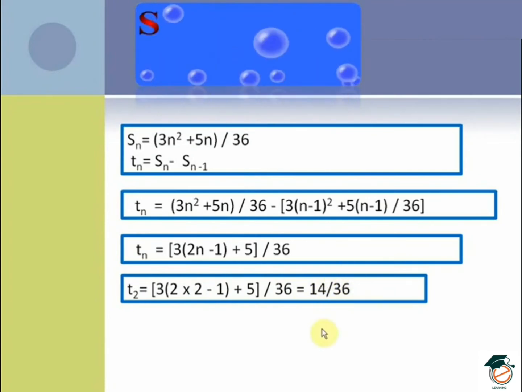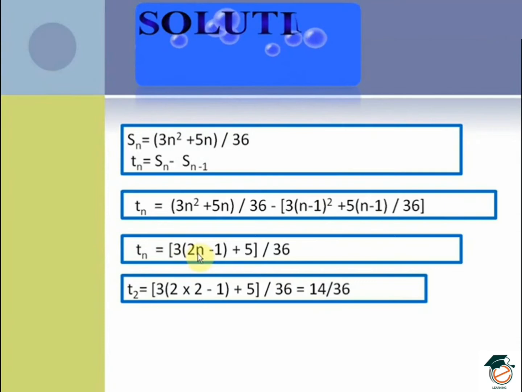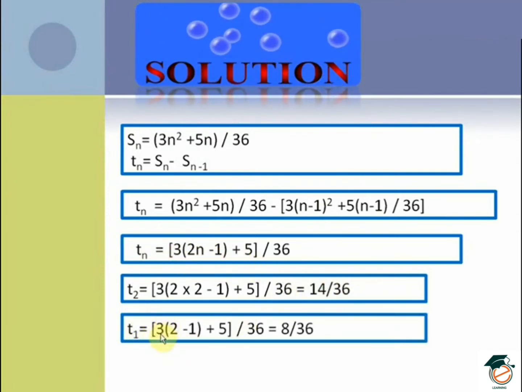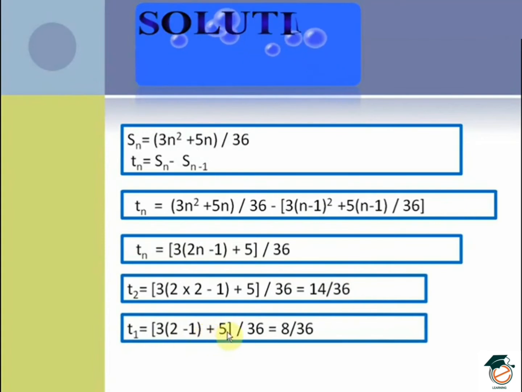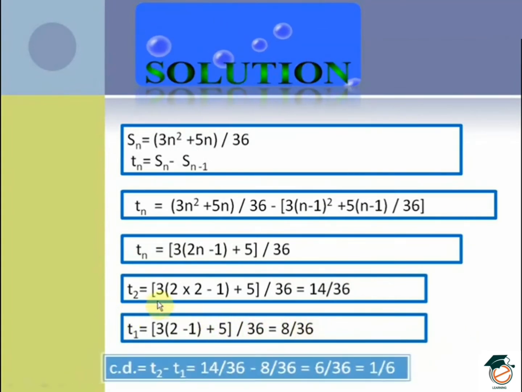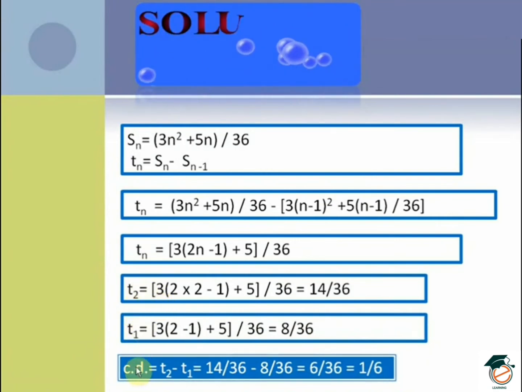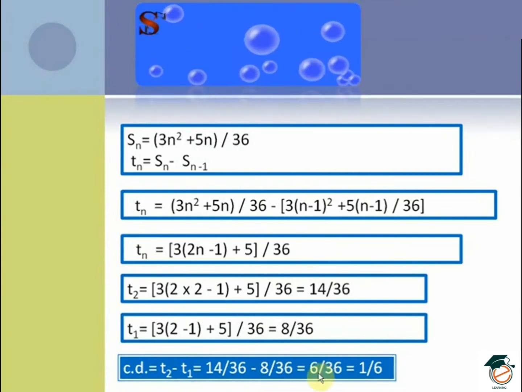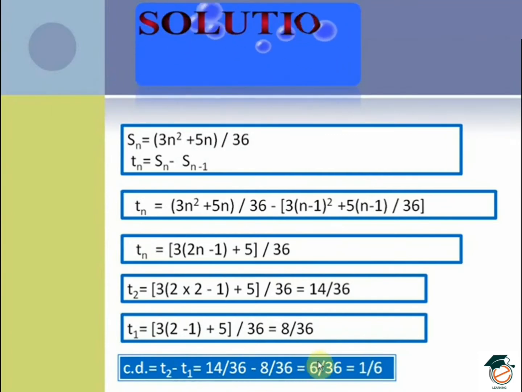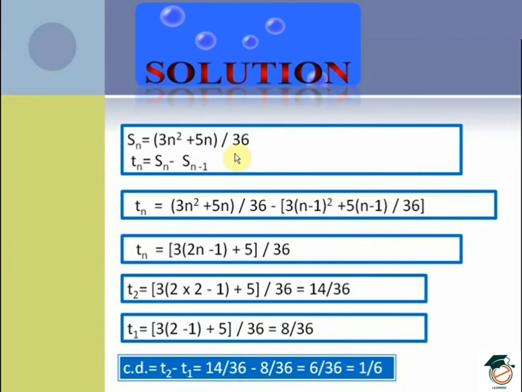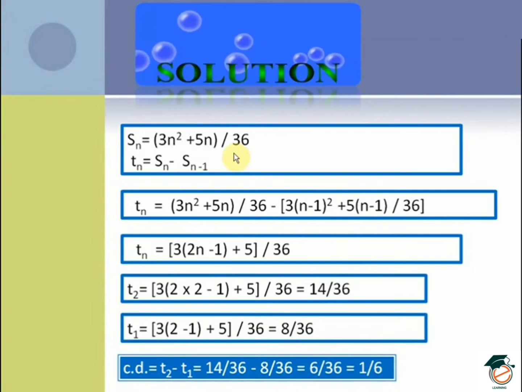Similarly, we are going to find the first term by simply substituting n equal to 1 in this expression. So T of 1 would be equal to (3 into (2 minus 1) plus 5) divided by 36, which is equal to 8 by 36. So the common difference in this case would be T2 minus T1, which is 14 by 36 minus 8 by 36, which comes out to be equal to 6 by 36, and this could be further written as 1 by 6. Thus the common difference of this AP comes out to be equal to 1 by 6.